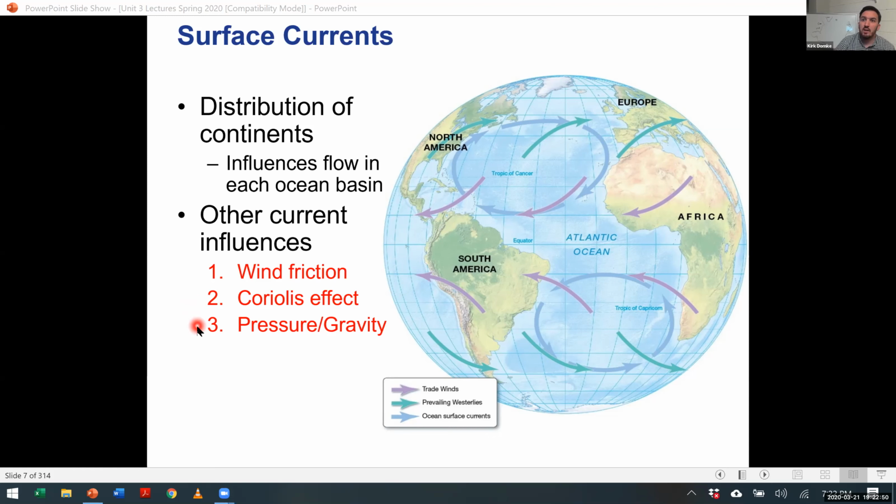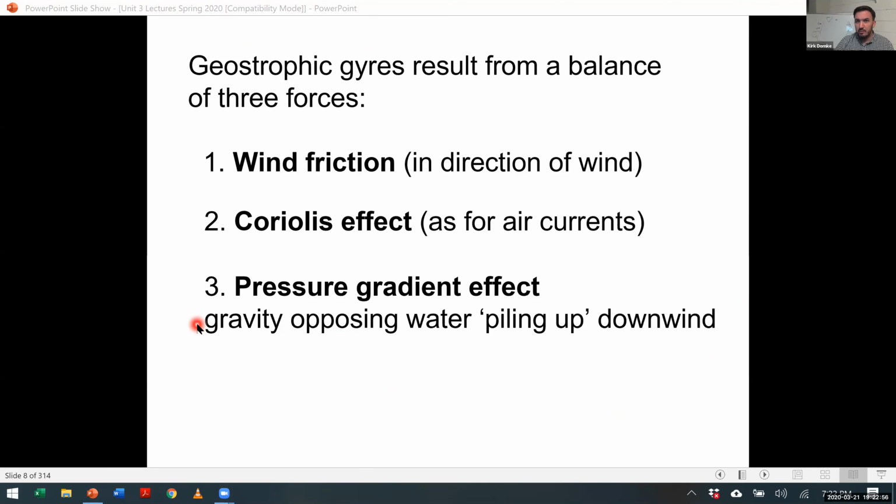And then the last force here is pressure, which I will just refer to as gravity. Okay, so wind friction, Coriolis effect, and this thing called the pressure gradient effect, which I'm just going to refer to as gravity, because things get pulled downhill due to gravity. That's pretty straightforward. And what we get with the combination of these forces is what's called a geostrophic gyre.